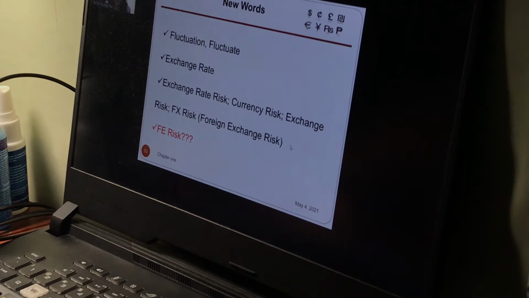Exchange rate risk? Look at the slide. Exchange rate risk, currency risk, exchange risk, FX risk. Can you see that on the slide? Yeah, okay. So now what is it in Vietnamese? Exchange rate risk, currency risk, exchange risk, FX risk.